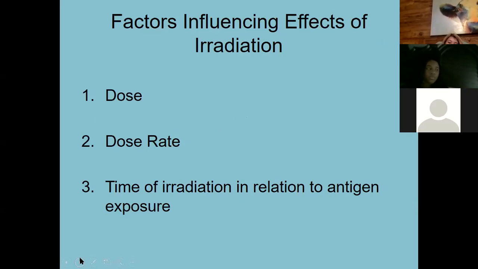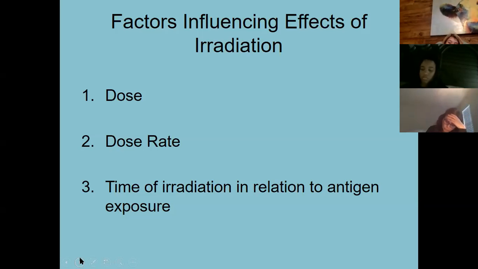So what factors influence the effects of irradiation on the immune system? Well, again, the first two are common sense. Dose. The higher the dose, the greater the degree of damage, which means there's a longer latent period. That's the period that it takes for the antibody to be produced. And there's going to be a greater reduction in antibodies in the blood. So the higher the dose, the more damage. More damage means a greater delay in response and fewer antibodies produced.